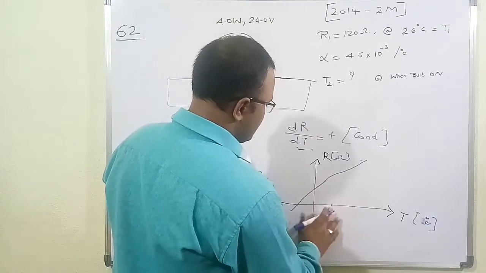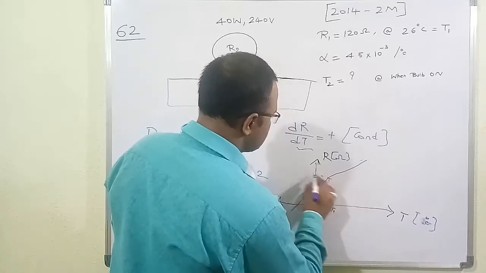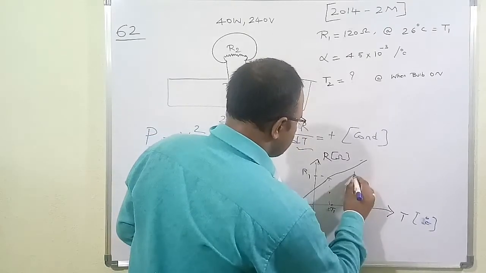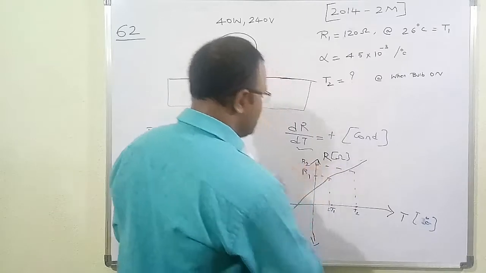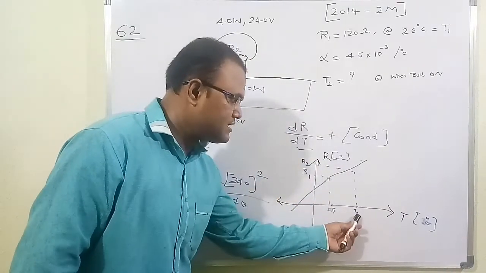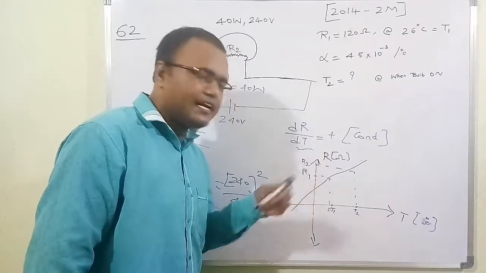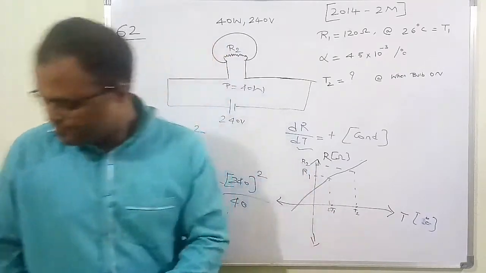Let me assume this is a temperature T1. At this temperature, I know the value of the resistance is R1. We need to find the value of T2, which has a resistance R2. From the graph we can easily see that as the temperature increases, the resistance also increases. Therefore R2 is greater than R1.